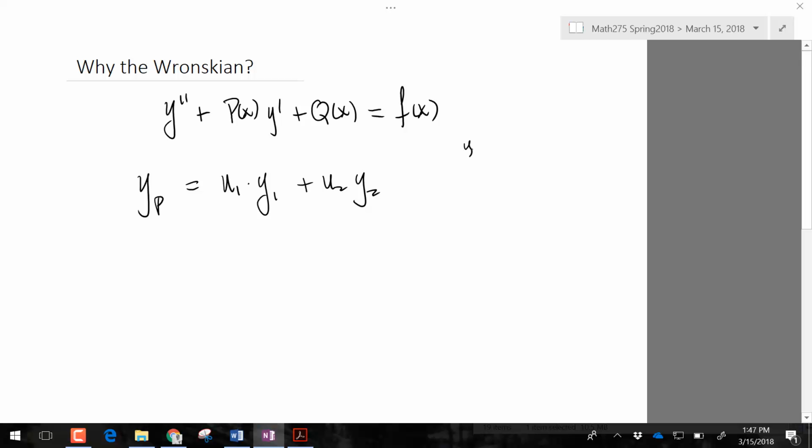where y1 and y2 are solutions to the homogeneous differential equations. So now we want to figure out how are we going to find u1 and u2.